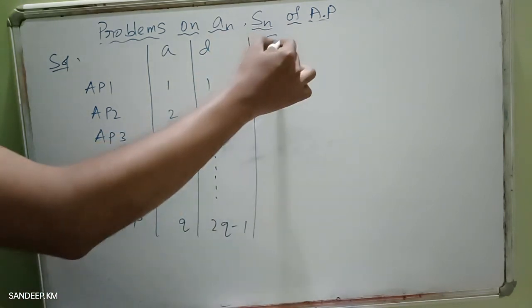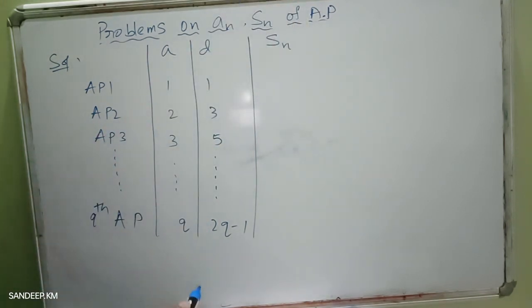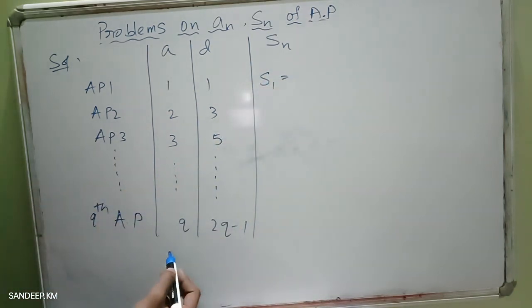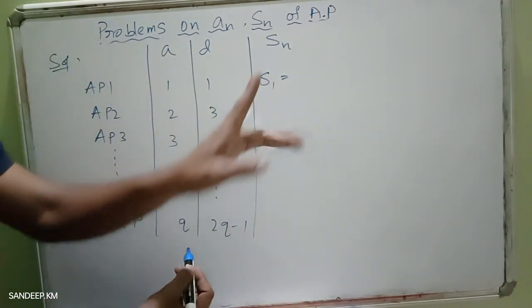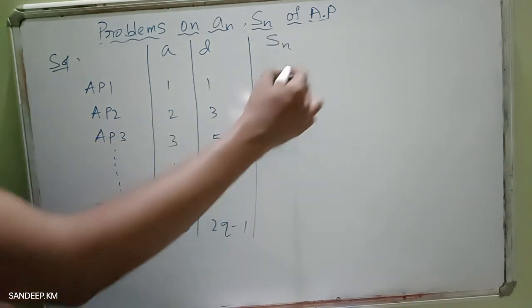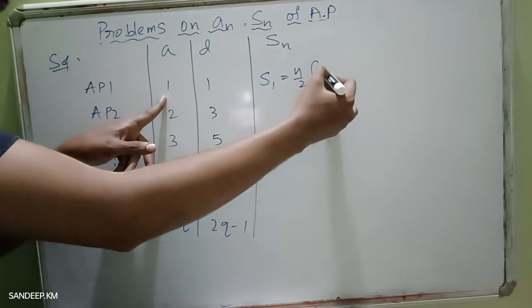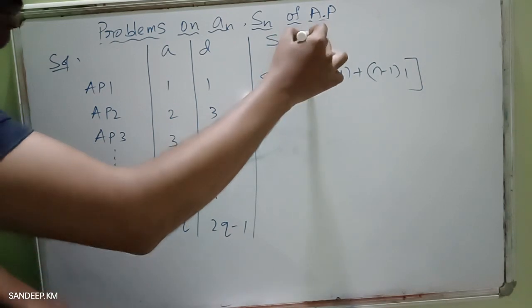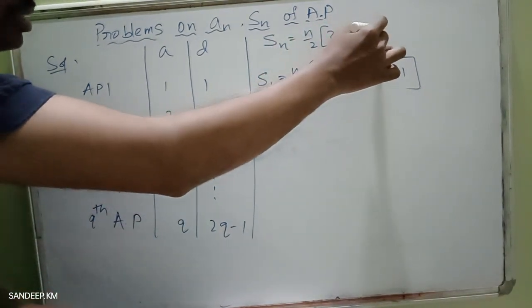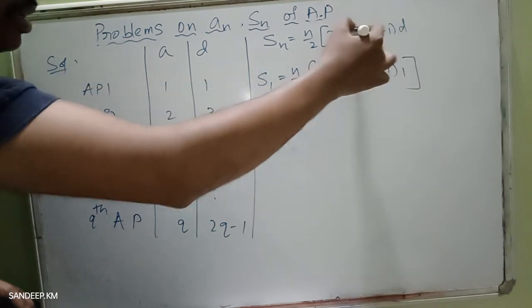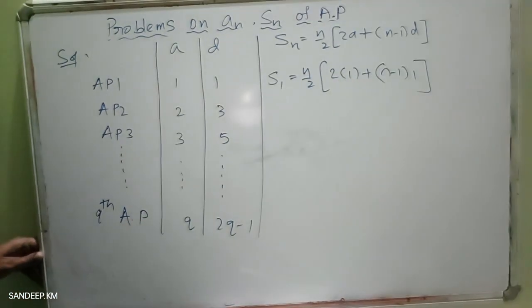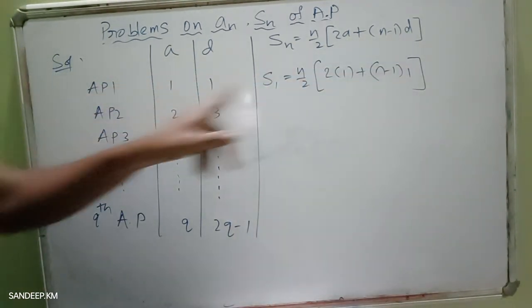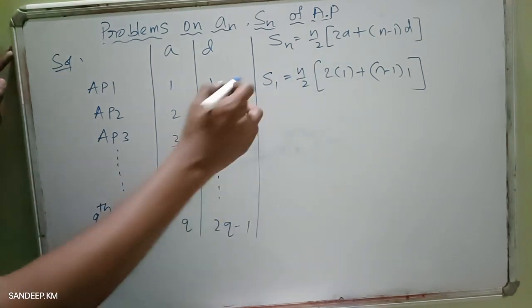And let me find the sum of n terms of each AP. For the first AP, the sum of n terms is S1. What does the formula say? Here n is not 1. Please understand, n is the number of terms. Here n means n only. The sum of n terms formula is n by 2 into (2a plus (n minus 1) into d). So a is 1, d is 1 for the first AP. Don't simplify it. Let us go for the next one.